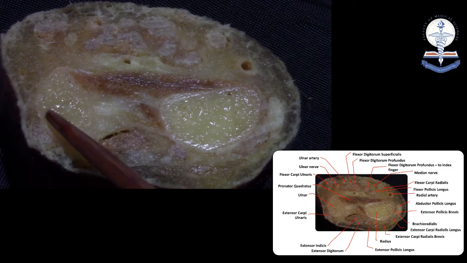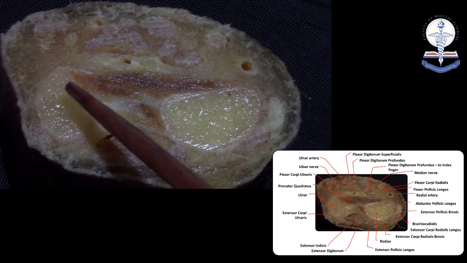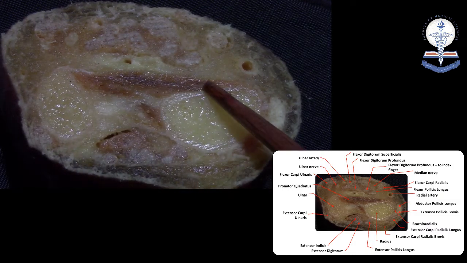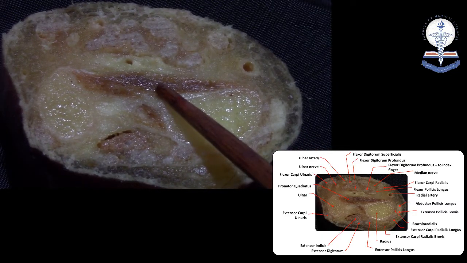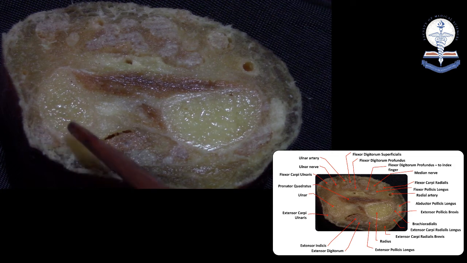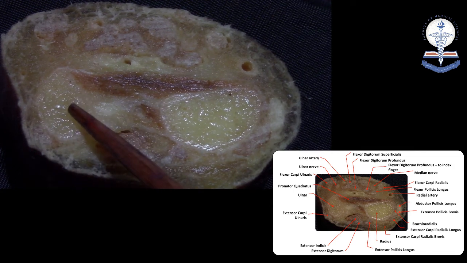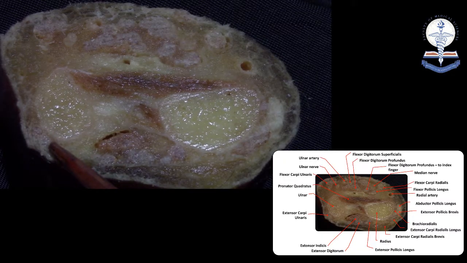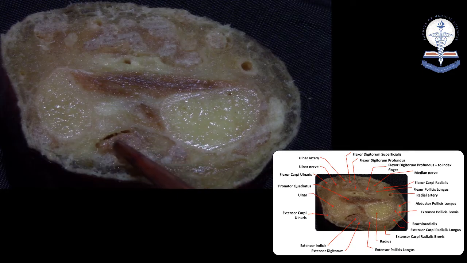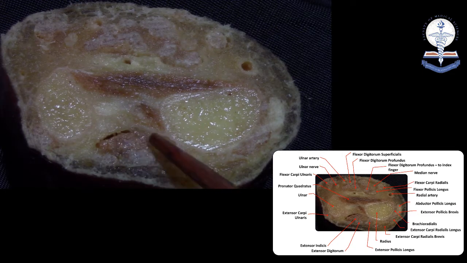Now we will come to the rest of the specimen. In between the ulna and the radius, you can see a transverse muscle. This is the pronator quadratus muscle. In the posterior aspect, you will find the ulna, and behind the ulna, you can see the extensor carpi ulnaris tendon. Then here you can clearly see the extensor indicis tendon and the extensor digitorum tendons.